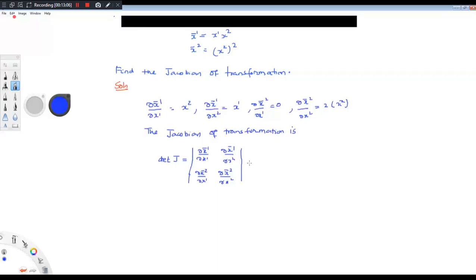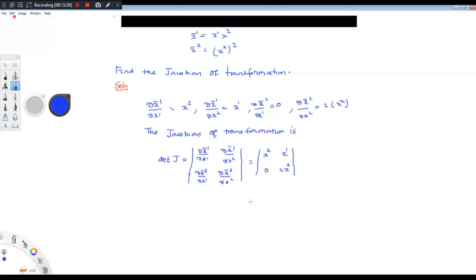So this is nothing but the determinant. First is x2. We will not take x square. It is x2, which means it's a coordinate. It's not the square of x. Then this is x1, this is 0, and this is 2x2. So this is the determinant.